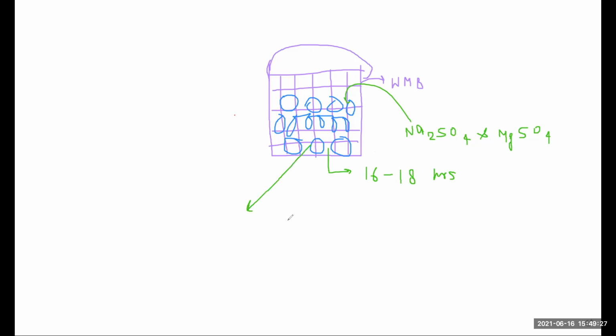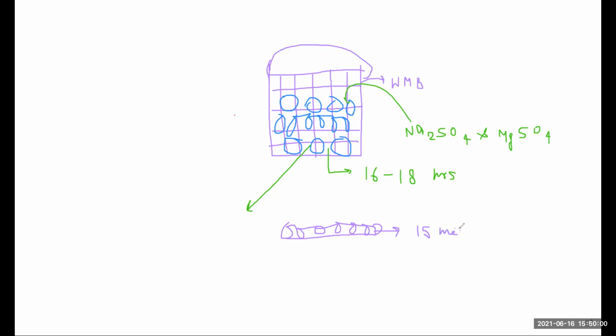Basically, we take out our aggregates. This is my aggregate. Now, this aggregate is allowed to cool or dry for a period of 15 minutes.